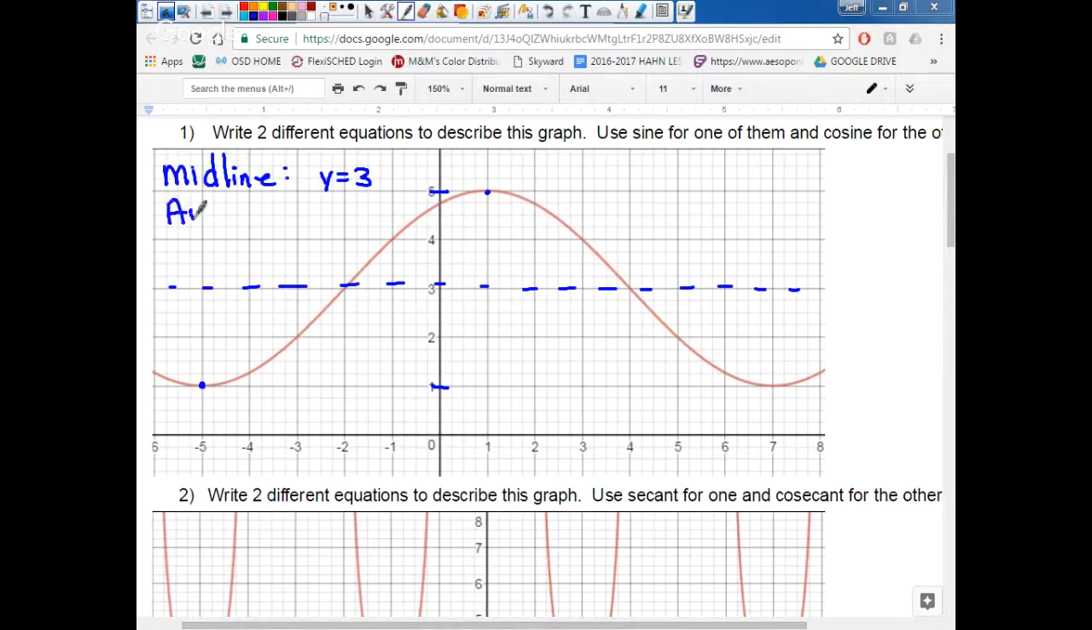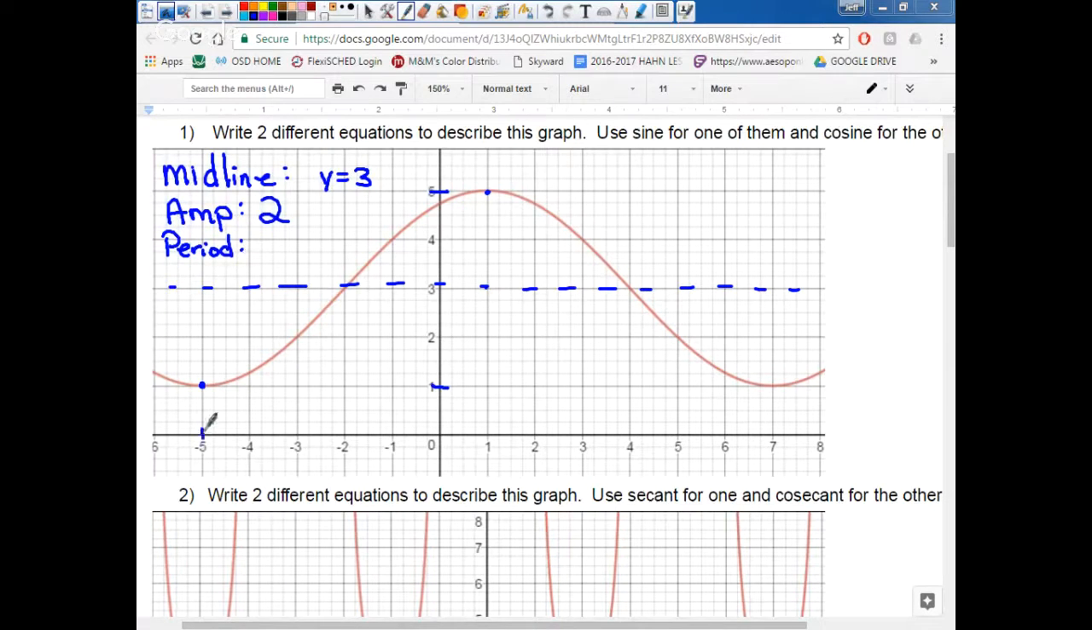And then the amplitude, once I have the midline, now I can tell what the amplitude is. The amplitude is from the midline to the peak, and it's a distance, so that's a 2. The native amplitude of sine and cosine is 1. Now we have an amplitude of 2, so we can tell that we've been stretched by a factor of 2. Period.